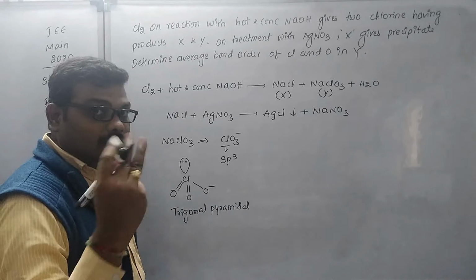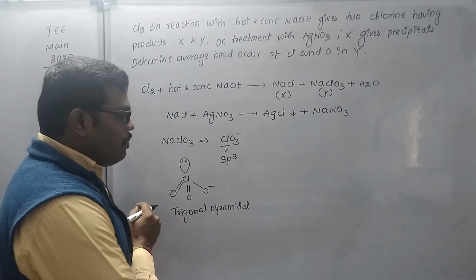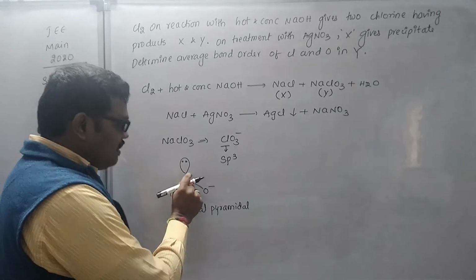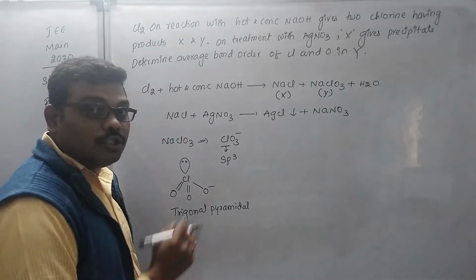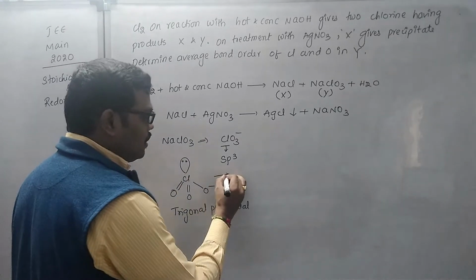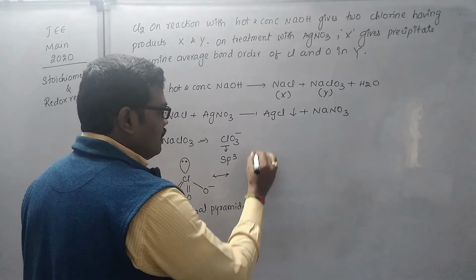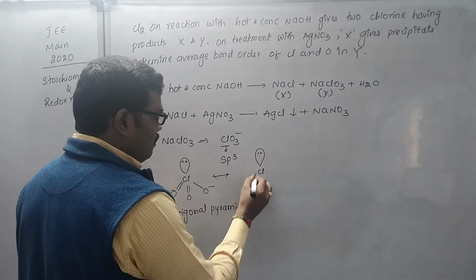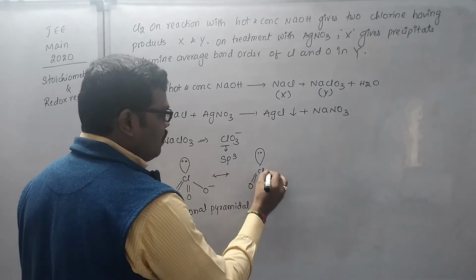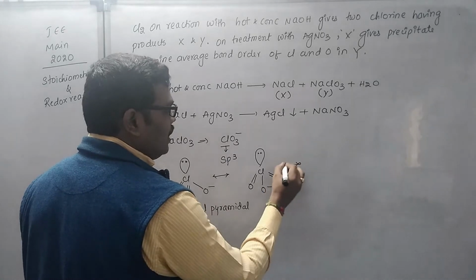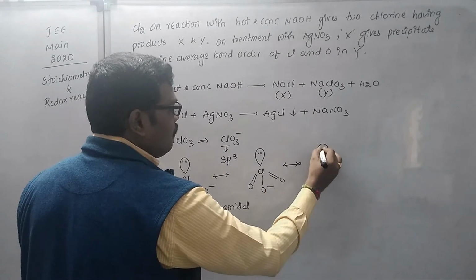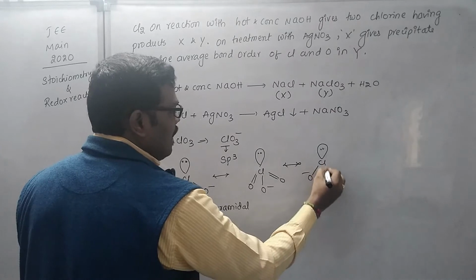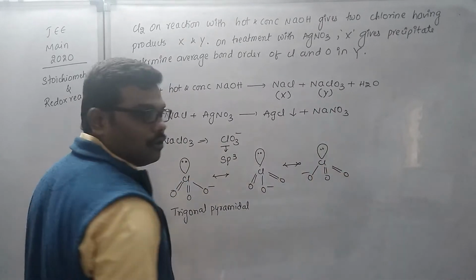We can write three resonating structures because here the pi bonds are distributed over the 3 Cl-O bonds due to resonance. You can write one more resonating structure of chlorate. So the second resonating structure of chlorate is this. We can also write one more resonating structure for the chlorate. This is another resonating structure for the chlorate.